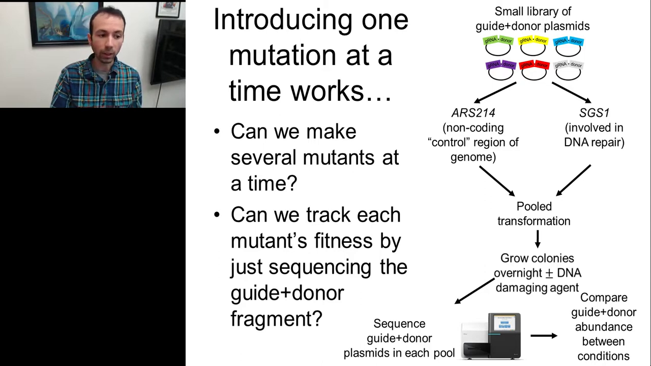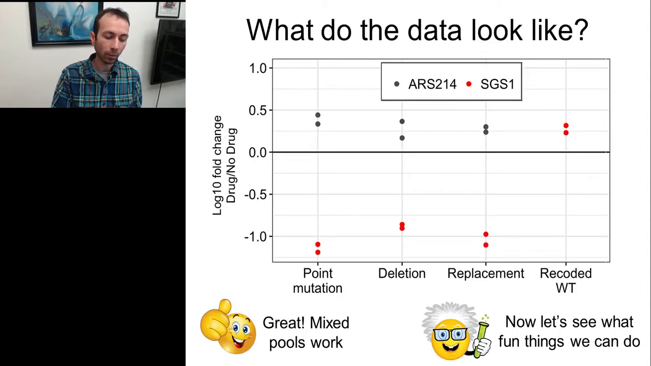So what did our data look like? In gray, I'll show you the RS214 mutants. In red, I'll show you the SGS1 containing mutants. And on the y-axis here, I'm going to show you the log 10-fold change in cells that grew under drug conditions versus no drug conditions. What you see is that cells that had mutations in SGS1 that were supposed to abolish its activity saw a marked decrease in their fitness when grown in drug conditions versus non-drug conditions, versus cells that had guide plus donors targeting RS214, which should have no effect on DNA damage responses. Those tended to grow much better.